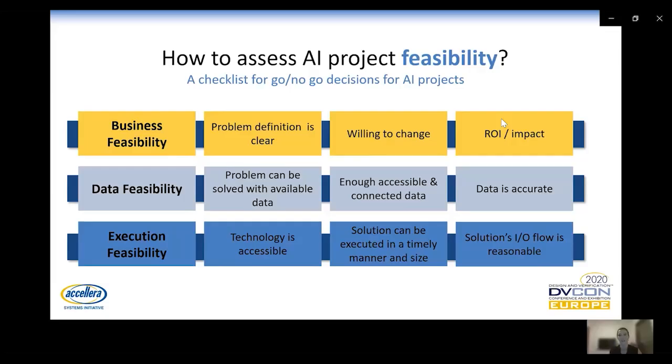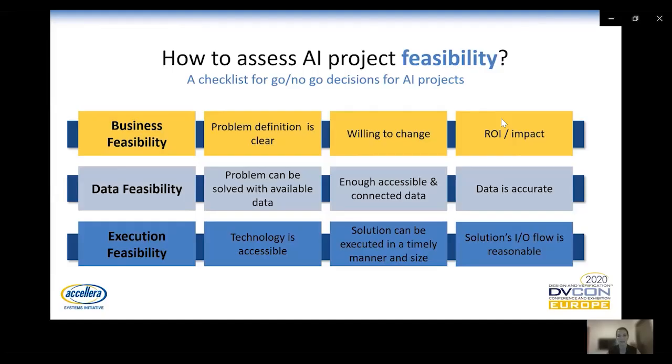The more intrusive your use case is, the higher the change will be, and this is something that you need to take into consideration. Last but not least, as I said, an AI project has a price on it. It requires skilled people. It requires sometimes high investment. You need to be able to quantify the ROI or the business value, the impact that you're going to achieve once you have this capability in place. So this is the business aspect.